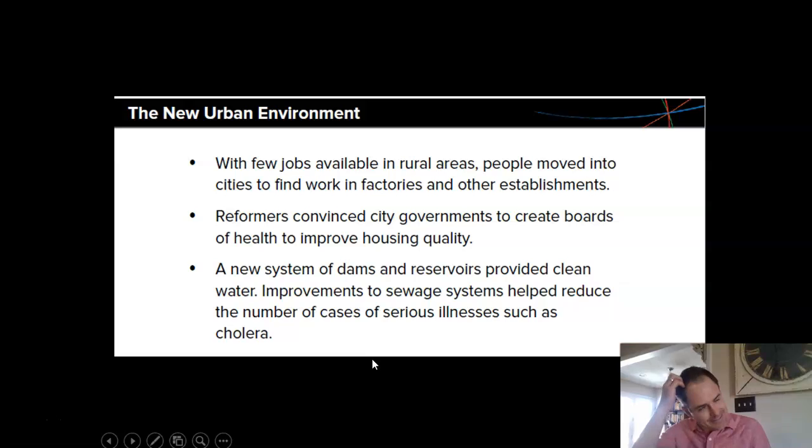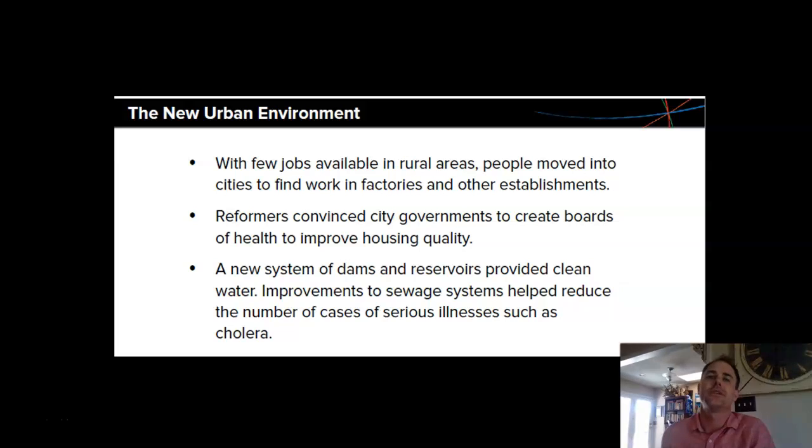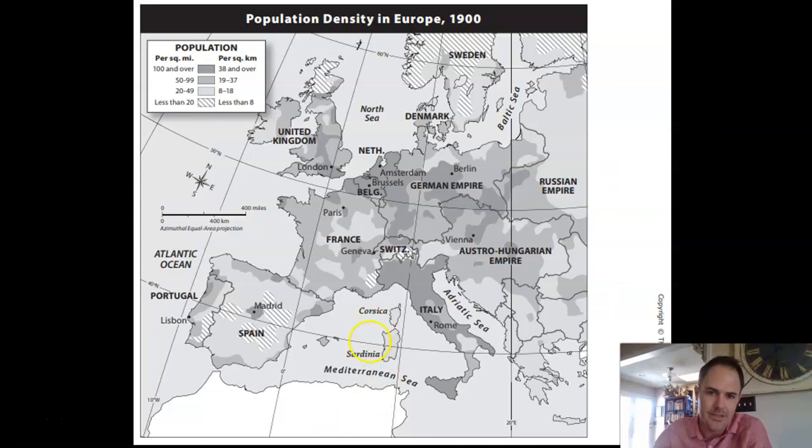And in this new urban environment, right, people are flooding in to find work in the factory. It creates enormous sanitation problems, enormous density problems, disease, and cities have to clean it up with a series of dams, reservoirs, sewage systems, all to address this dramatic increase in population density, which you see here on this map, right? So population density corresponds to those areas of industrialization.